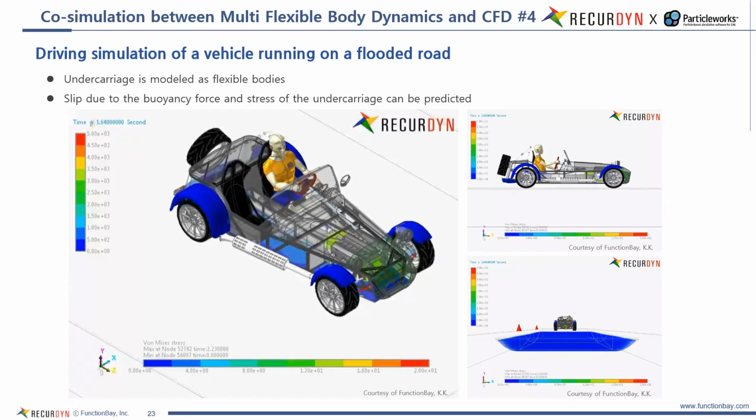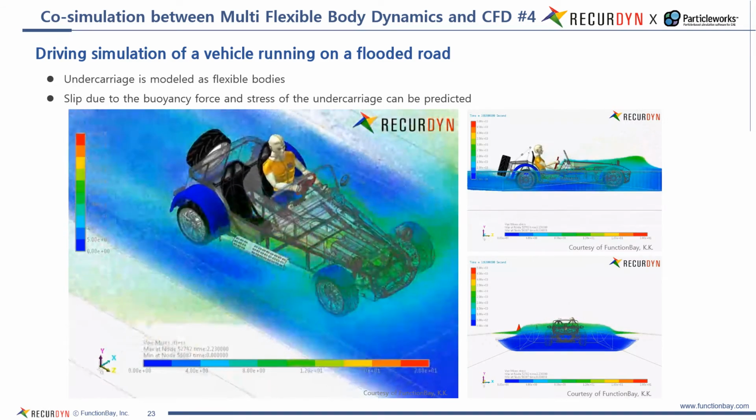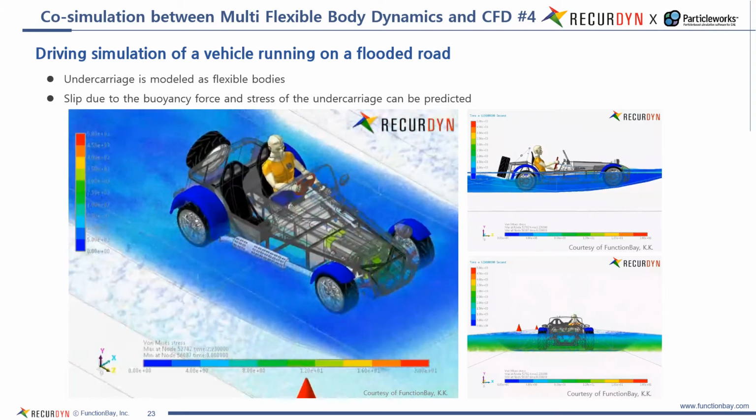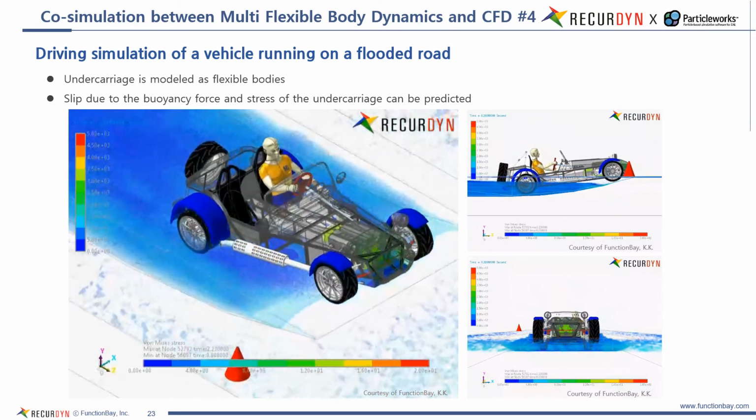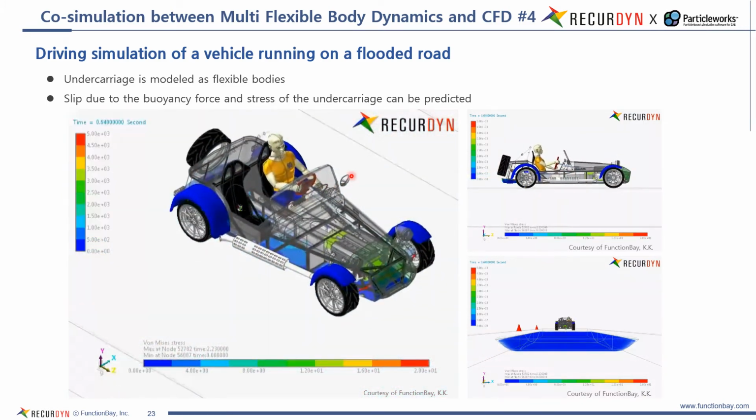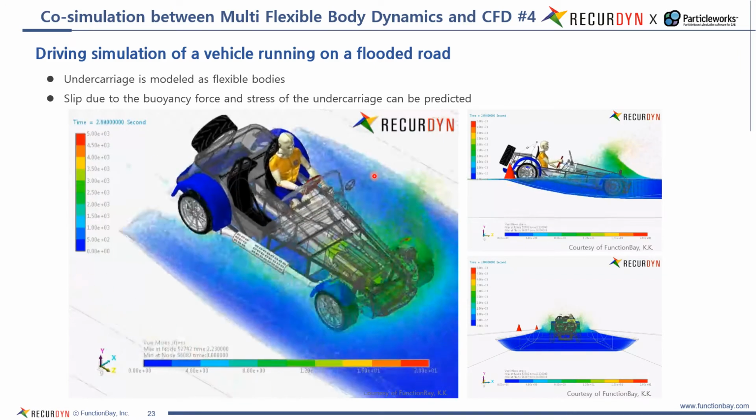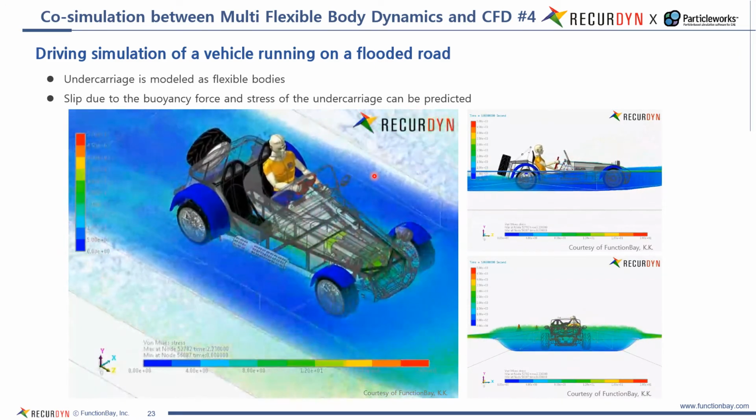The next case is a vehicle model similar to the one we just checked. This analysis shows the stress generated in the undercarriage of the vehicle when a vehicle whose lower part is made of a flexible body passes through a flooded road.